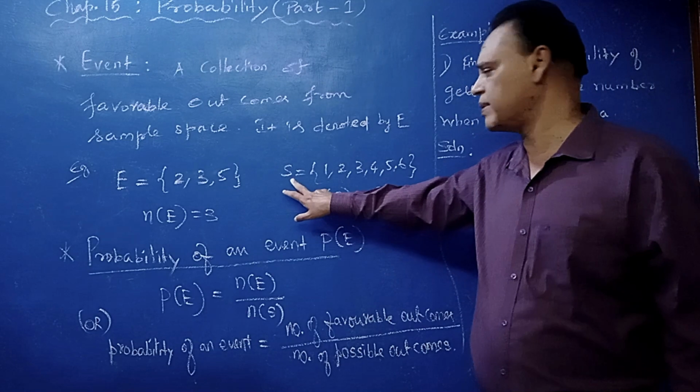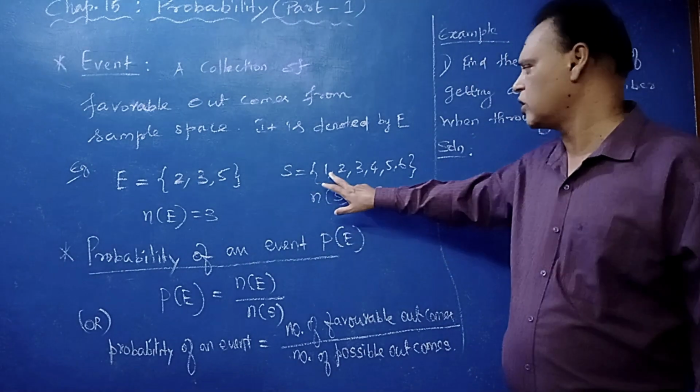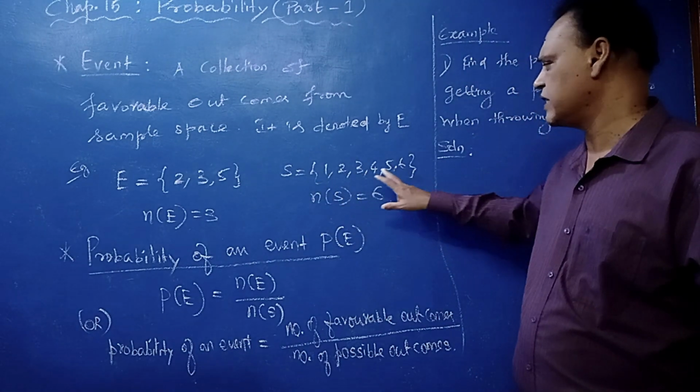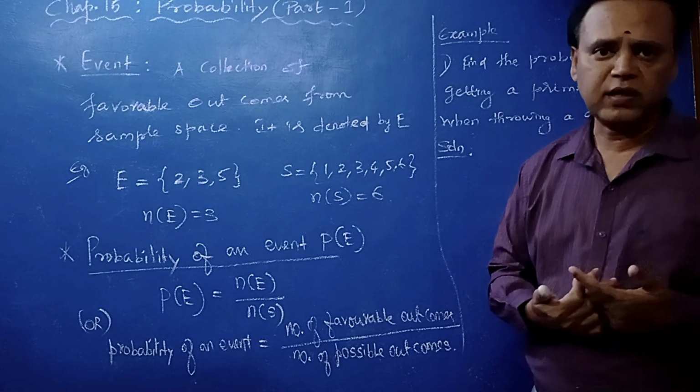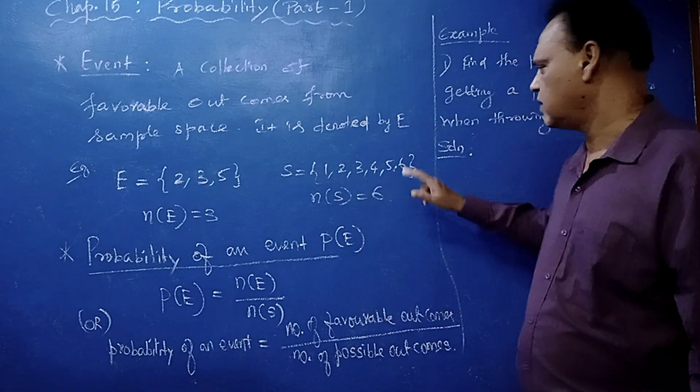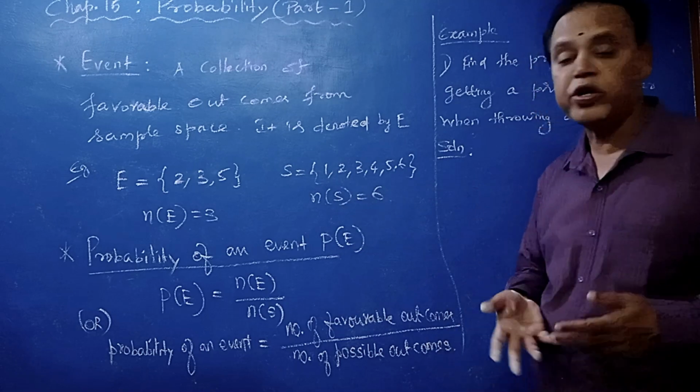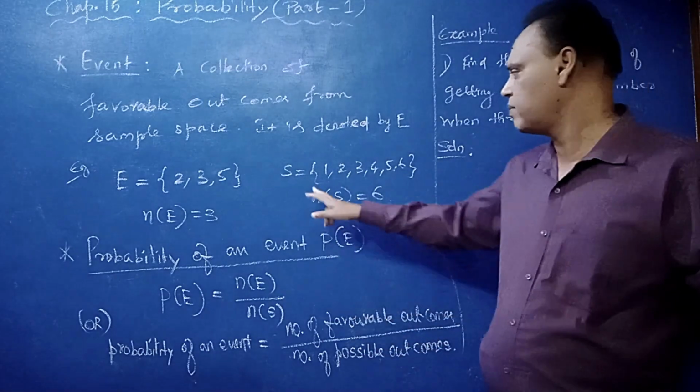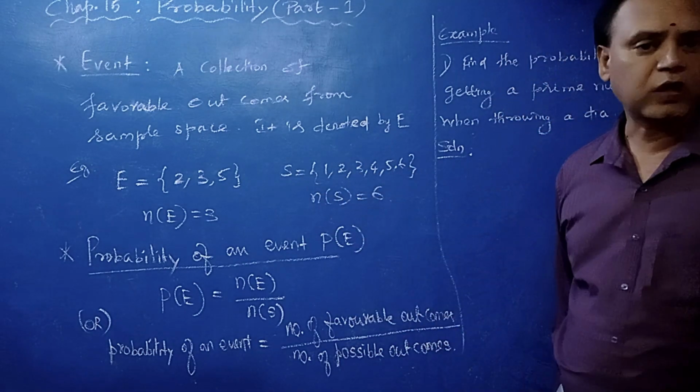Suppose you take the sample space S is equal to 1, 2, 3, 4, 5, 6. That is when throwing a die. What is the sample space when throwing a die? S is equal to all possible outcomes. Right.